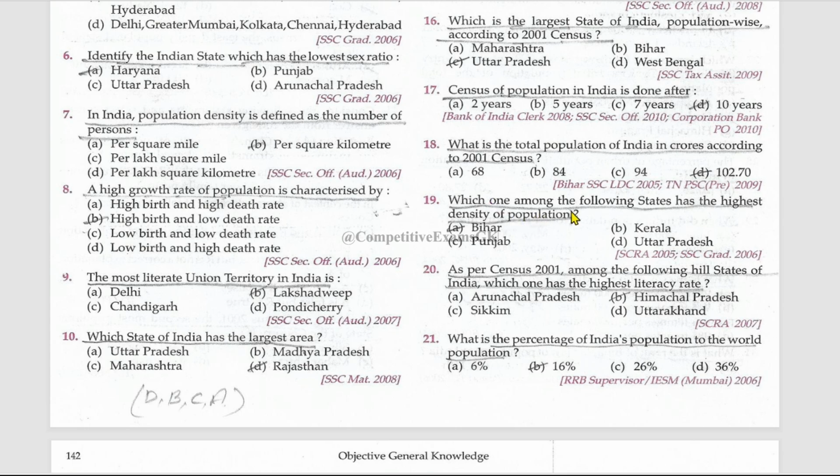Which one among the following states has the highest density of population? Bihar, as per census 2011. Which one among the following hill states of India has the highest literacy rate? That is Himachal Pradesh. What is the percentage of India's population to the world population? That is 16%.